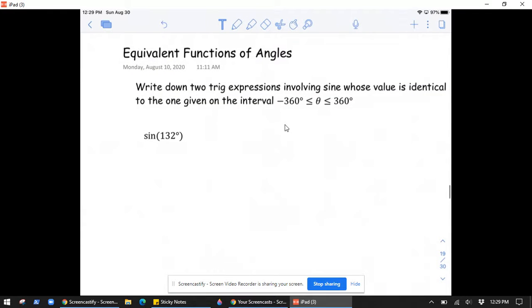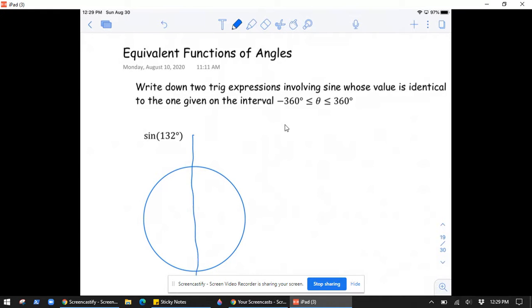All right, in this video, we're going to do an exercise, and the expectation here is that we write down two trig expressions involving sine whose value is identical to the given one on the interval negative 360 to 360. So this is a simple exercise. It's good as a way of helping you strengthen your conceptual understanding of unit circle trigonometry.